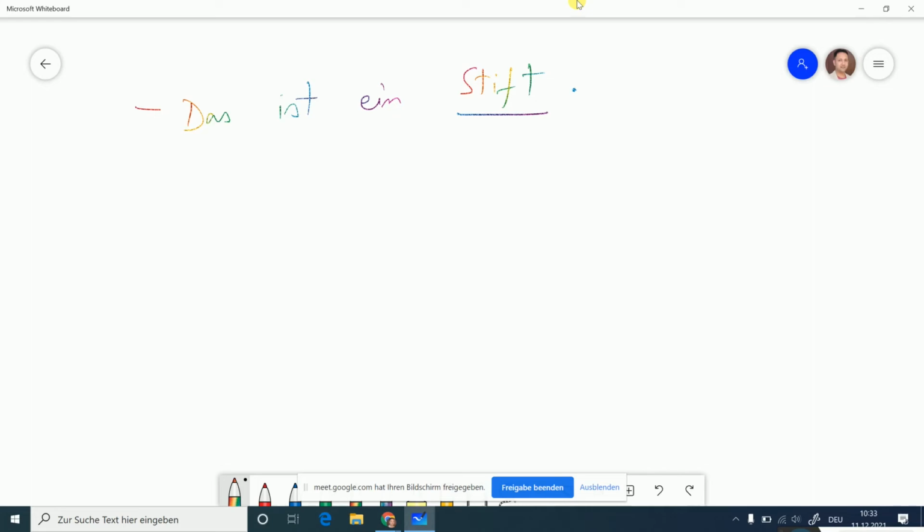"Das ist ein Stift." You see, here there is only one noun, and this is the subject. This is a pencil, this is a pen. This is the subject. I'll compare it with another sentence: "Ich suche einen Stift."